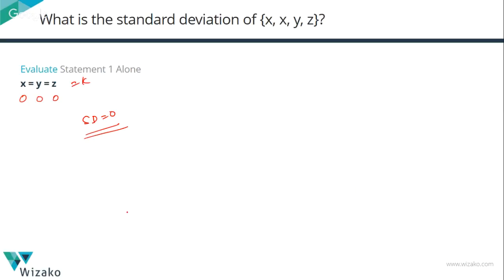Did we get a unique value with this statement? Certainly yes. Statement 1 alone is sufficient. If 1 alone is sufficient, our answer choice is going to be A or D. To decide this, let's evaluate statement 2.